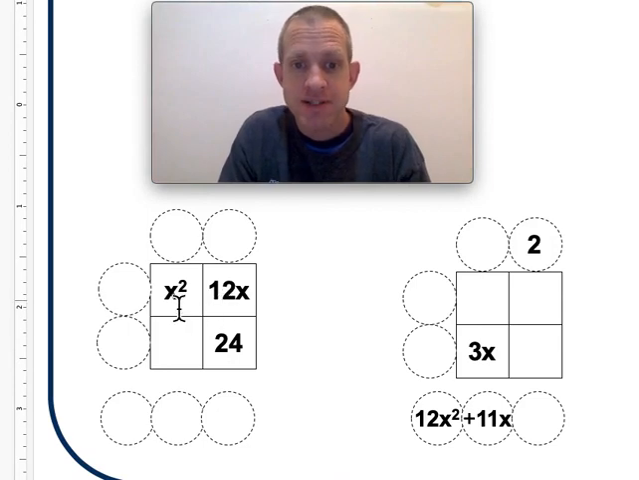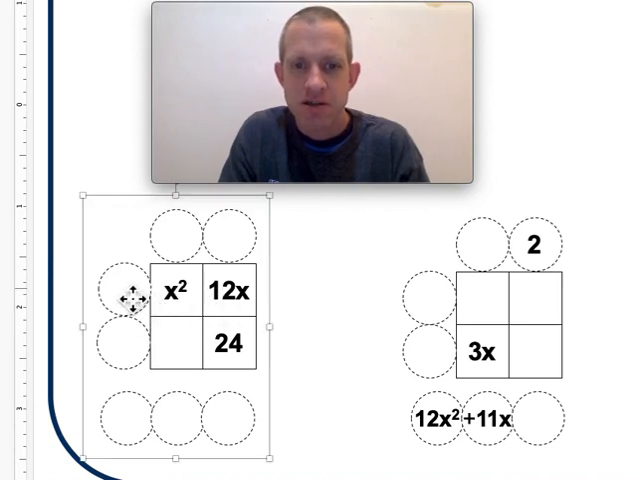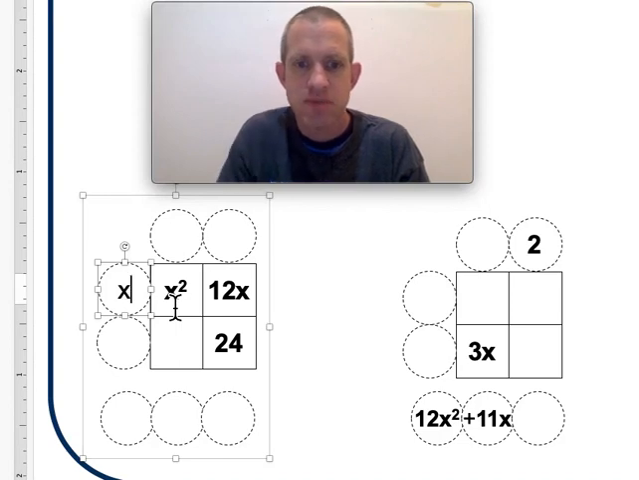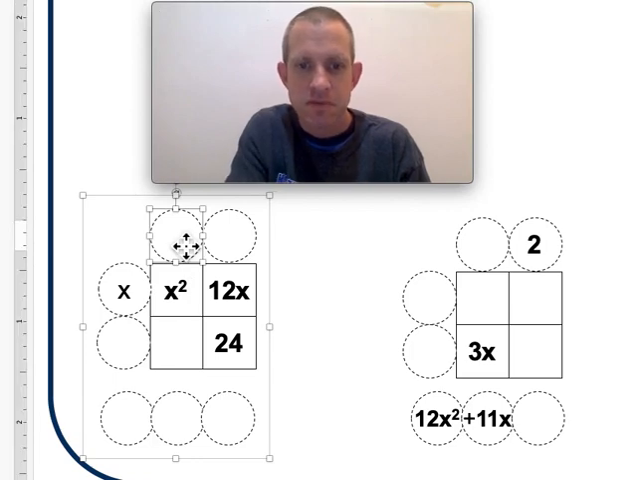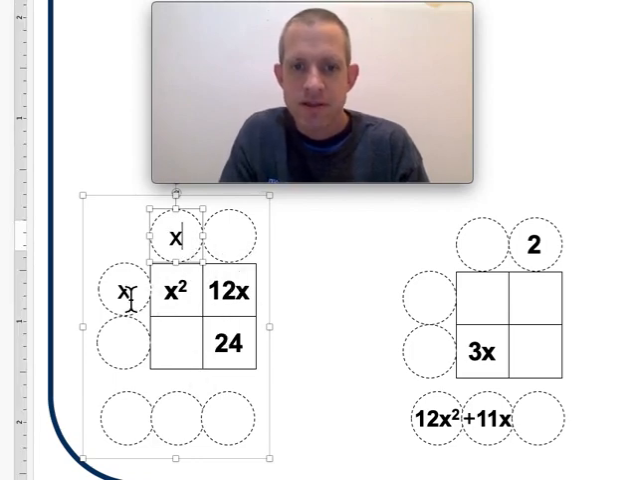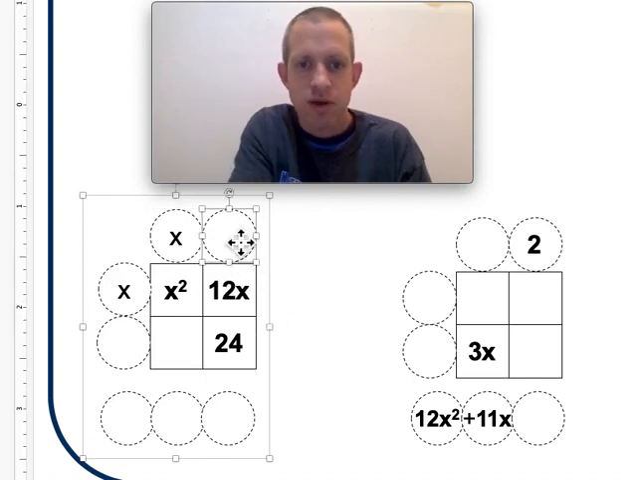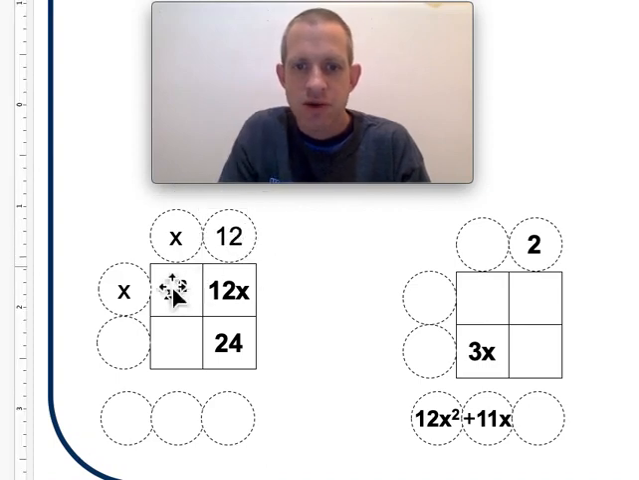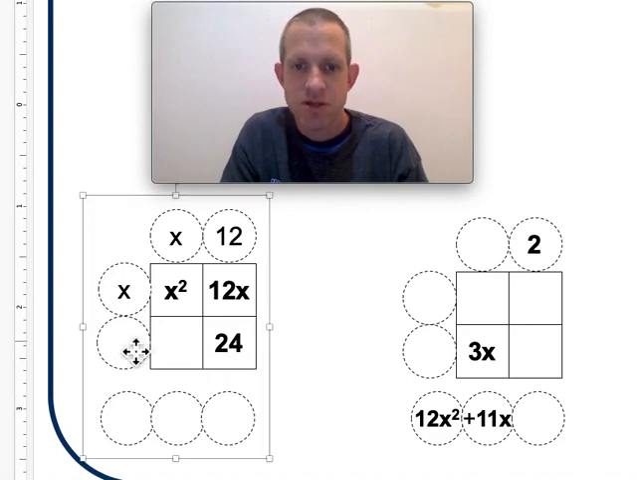Here in this puzzle, we've already seen that this has two things in this top row, and therefore they have to have something in common. And in this case, that would be an x. They each have at least an x in it. So that means I have to have an x in this outside circle. And remember, these two things have to multiply together to give me this item in the middle, and so this also has to be an x. Likewise, this x and this circle have to multiply to give me 12x, and so I can put a 12 in there. And 12 times something has to equal 24, and so this has to be a 2.